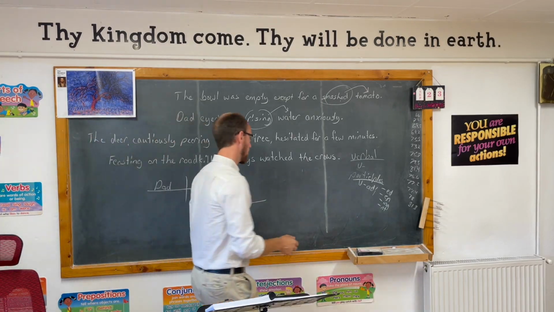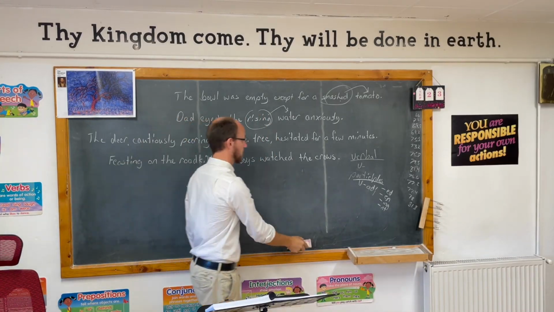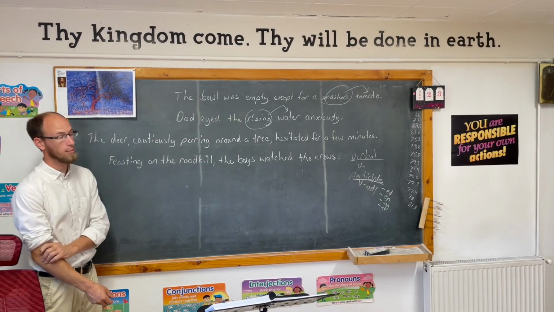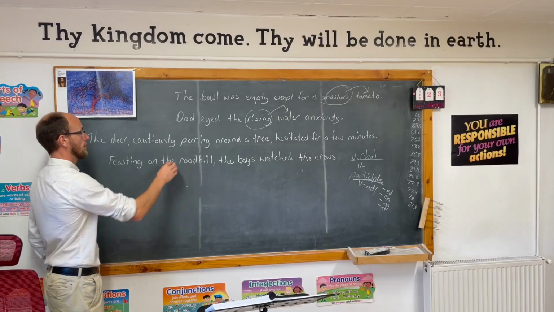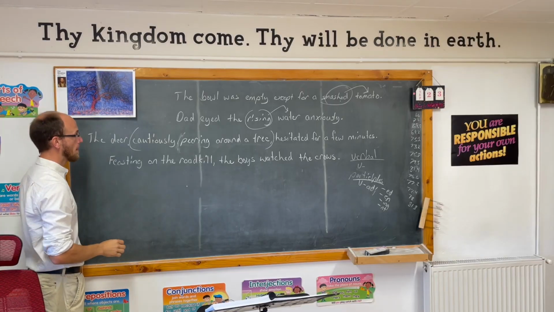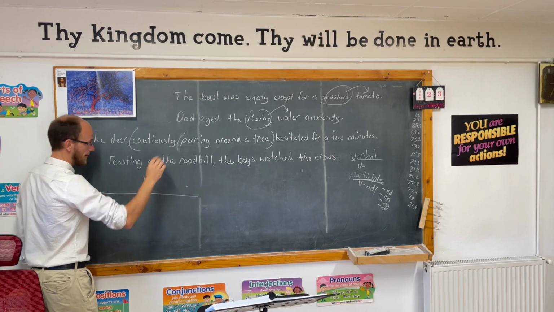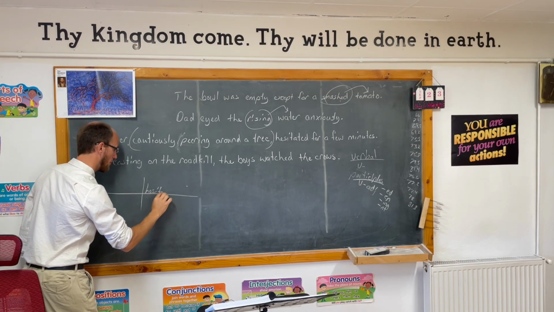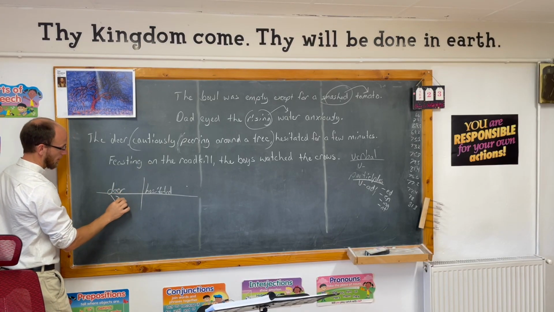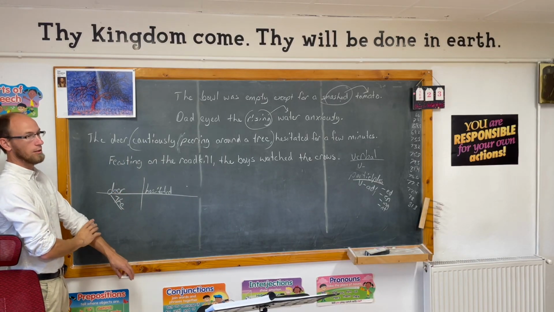Great. Now, these can also be parts of big phrases. The deer, cautiously peering around a tree, hesitated for a few minutes. Can you find a participial phrase? Peering around the tree. Peering around a tree. Actually, I'm going to add the cautiously in there too, because that kind of goes with it. Let's diagram this one. Verb: hesitated. Who or what hesitated? The deer. What is this modifying? Deer.